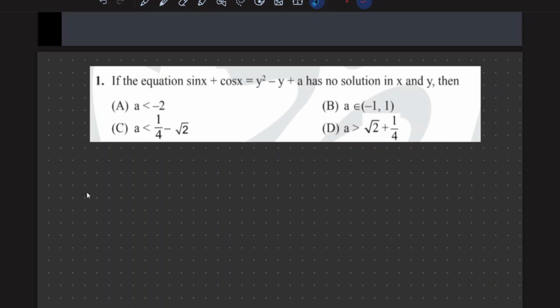Today we are going to be solving some really good problems for JEE Advanced from the chapter of quadratic equations.